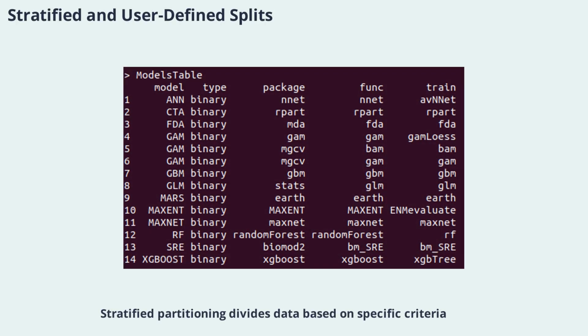Stratified partitioning divides data based on specific criteria, such as spatial coordinates or environmental variables. This ensures that each subset is representative of the overall dataset, reducing bias and improving model reliability. User-defined splits offer even greater flexibility, allowing researchers to tailor the partitioning strategy to their unique study design. These advanced splitting methods are particularly valuable in complex ecological landscapes where simple random splits may not capture important patterns.